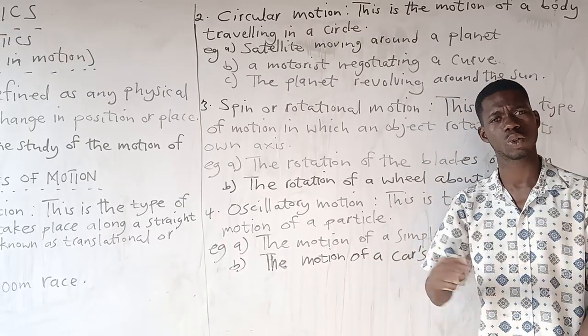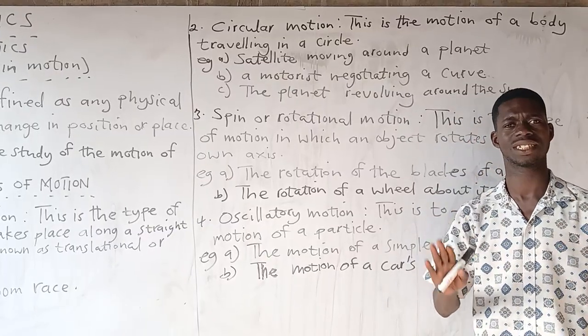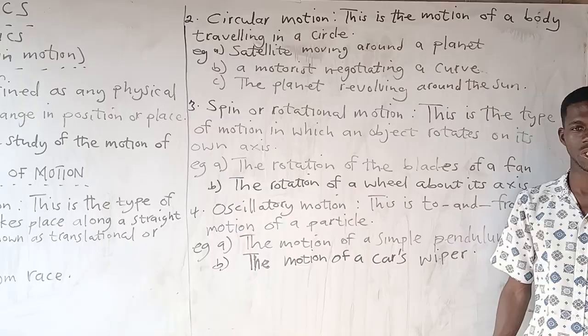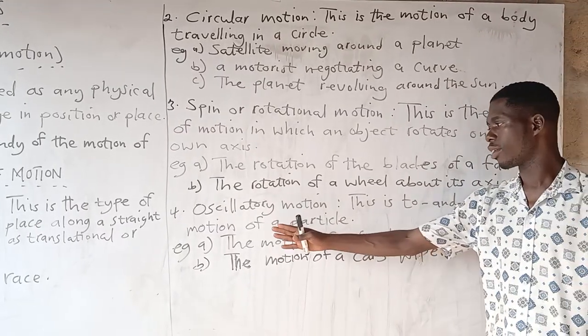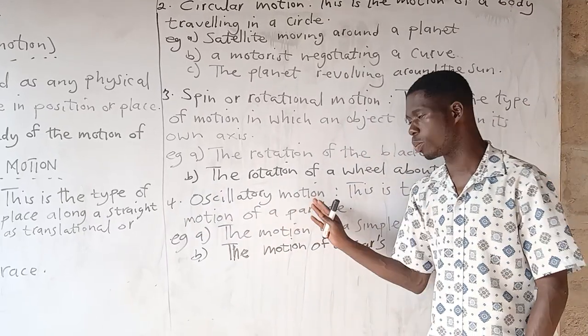The body travels on its own axis, or the body moves on its own axis. So there's a difference between circular motion and rotational motion. Now the fourth type of motion is oscillatory motion.